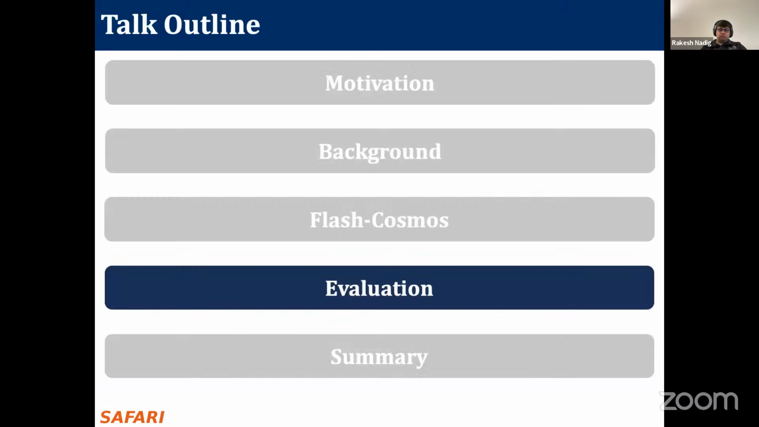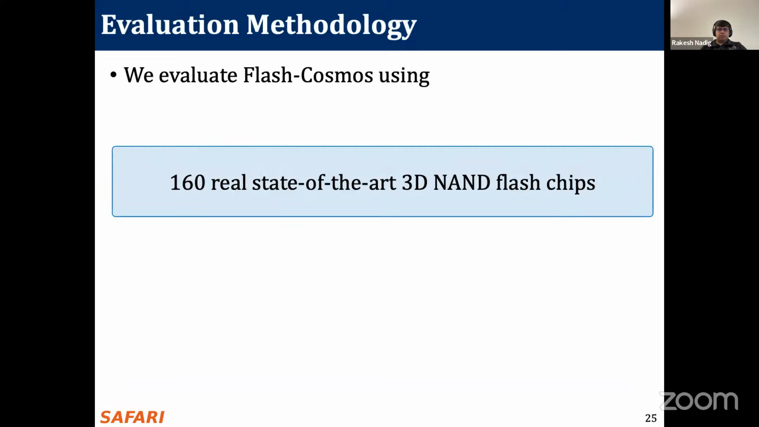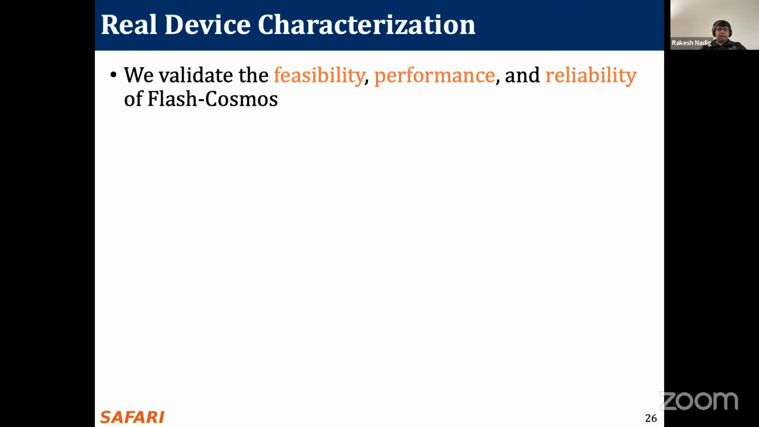Okay, let's move on to the evaluation of this work. In the evaluation methodology, we evaluate Flash Cosmos using 160 real state-of-the-art 3D NAND flash chips. We'll start with that. This is basically a real device characterization where we validate the feasibility, performance, and reliability of Flash Cosmos.